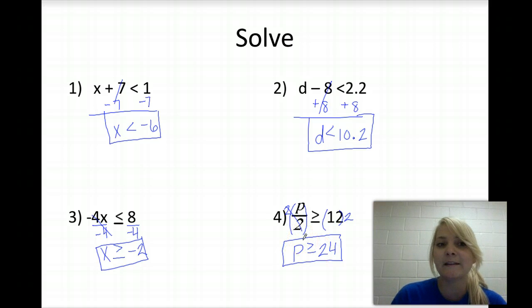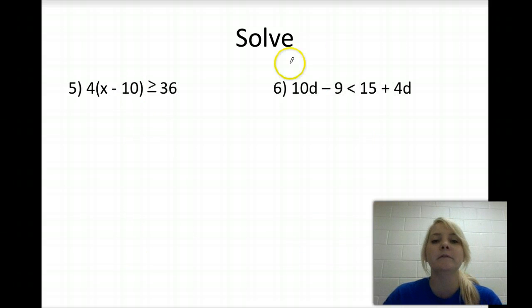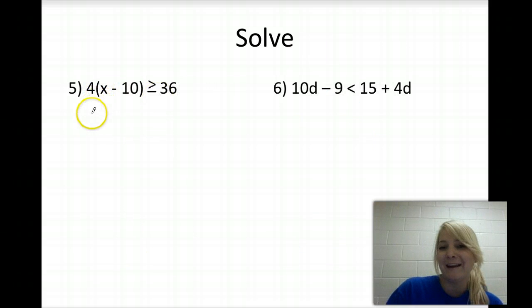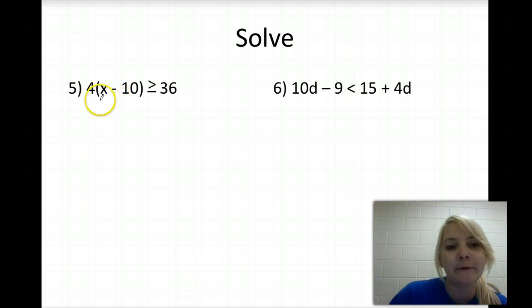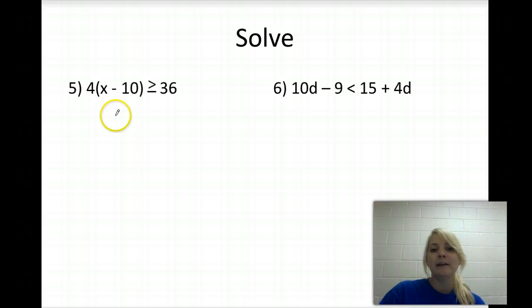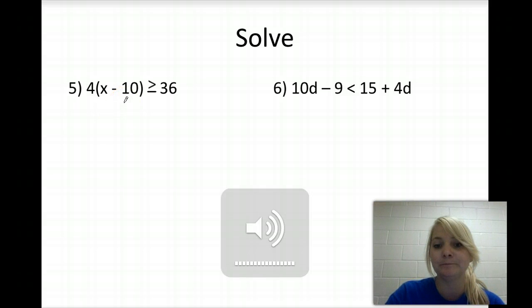All right, let's get to some multi-step equations. Once again, the same type of setup as when you're solving a multi-step equation for inequalities, with the exception that you're going to have an inequality instead of an equal sign connecting your two statements. All right, so 5, we have 4 open parentheses, x minus 10 close parentheses, is greater than or equal to 36.